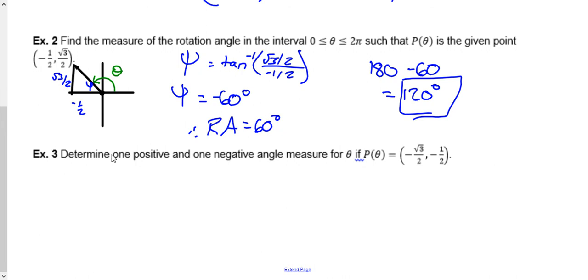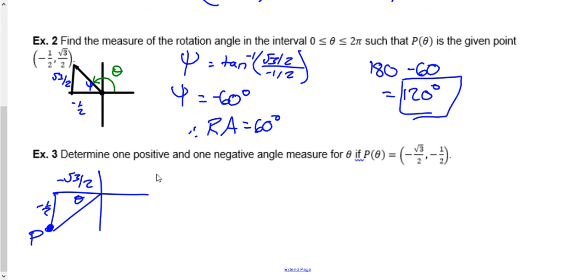In example 3, we want to determine one positive, one negative angle measurement for this exact coordinate. Well, if you're double negatives, you're in quadrant 3. So there we go. Theta is going to be right here. Your x value is negative root 3 over 2. Your y value is negative 1/2. So that would be P there for your coordinate point. So again, we want to find that angle there.